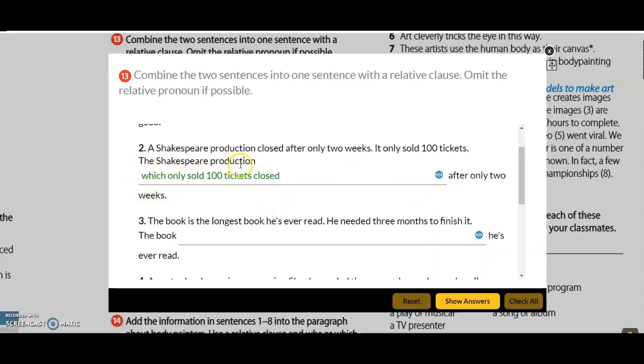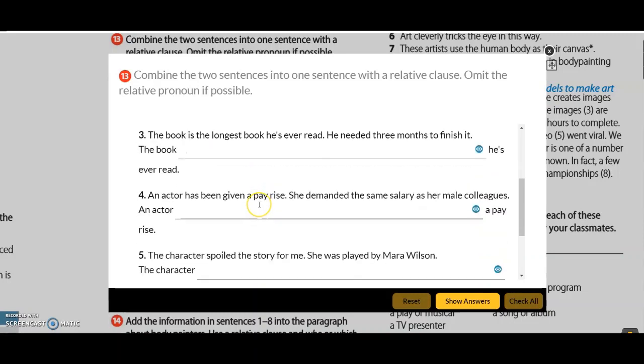The Shakespeare production, which only sold 100 tickets, closed after only 2 weeks. So now let's go to number 3. The book is the longest book he's ever read. He needed 3 months to finish it. The book he needed 3 months to finish is the longest he has ever read.